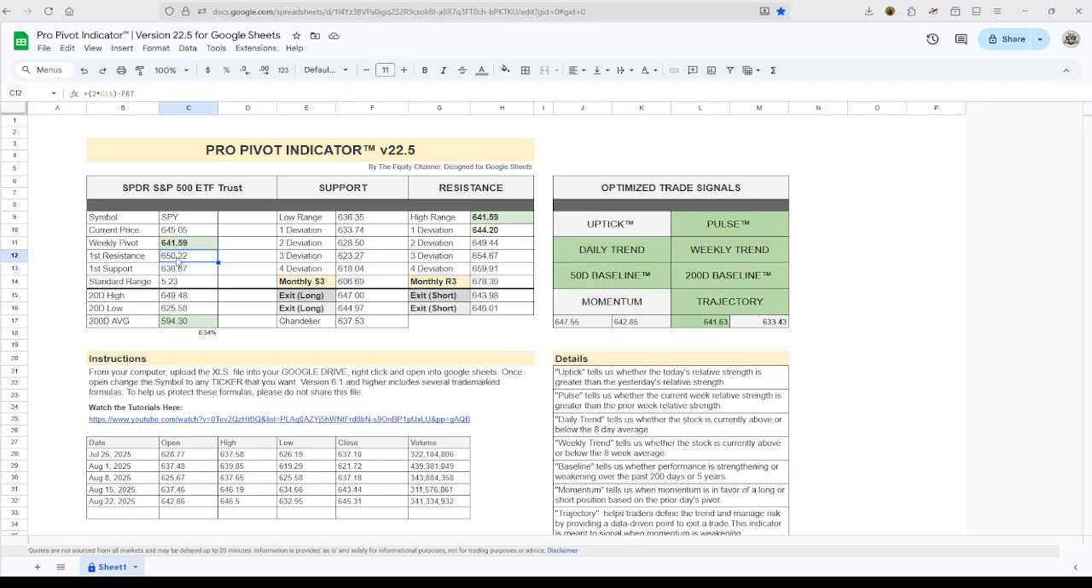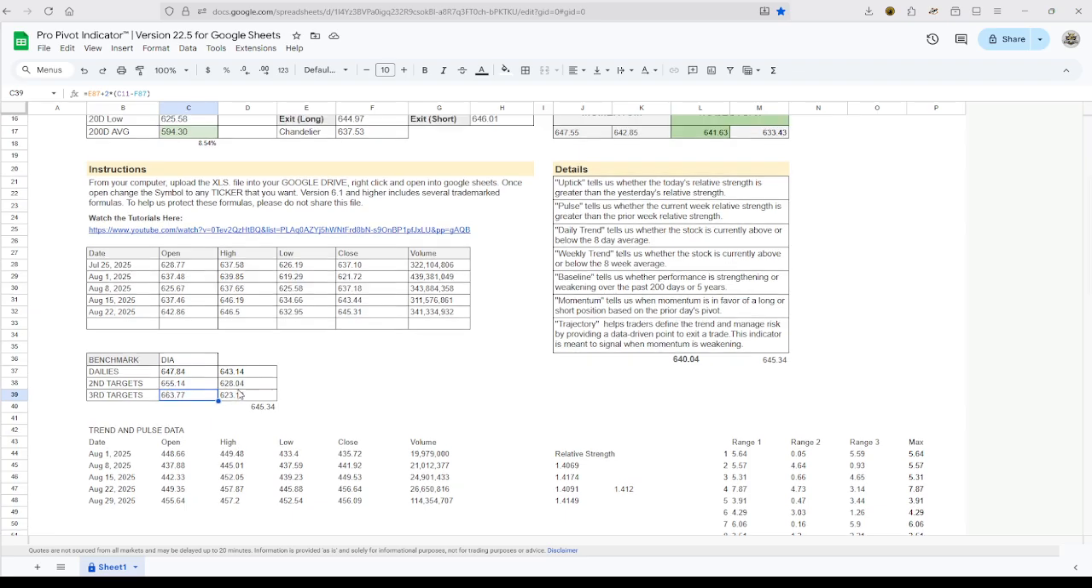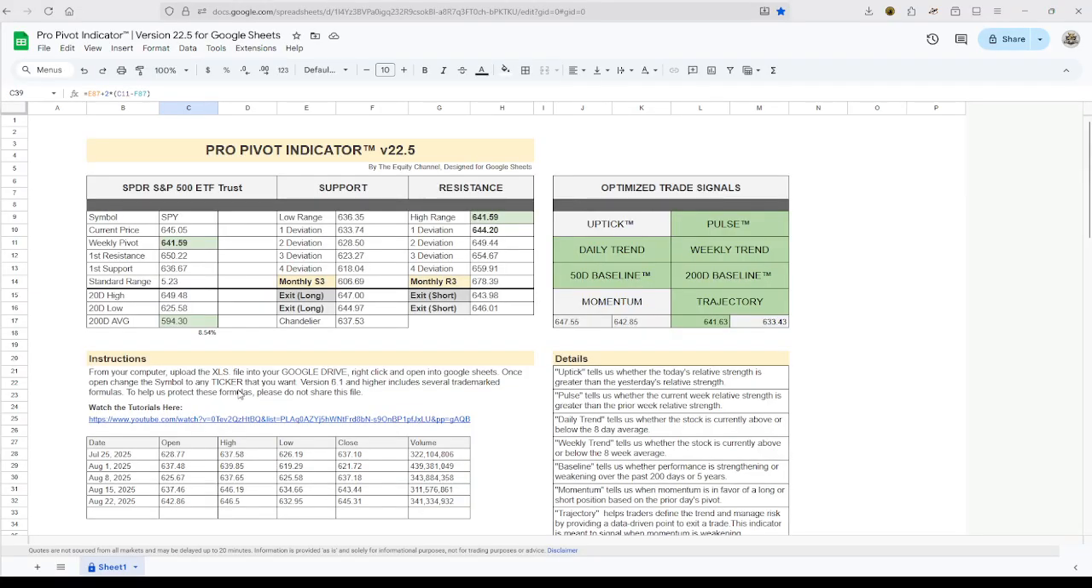Now, some people may also use the first resistance as a trigger for an upside move throughout the week. So, for example, if we close above the first resistance early on in the week, let's say Monday or Tuesday, then somebody may say, I'm going to look for my second target or third target throughout the week, right? These second and third targets here are your weekly second support and resistance. Okay.